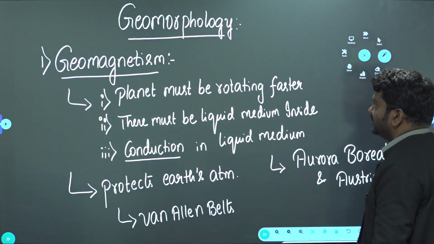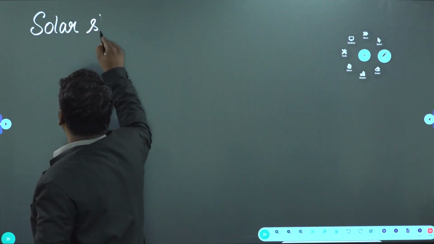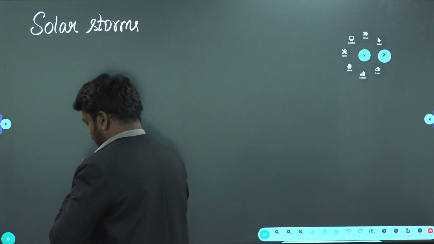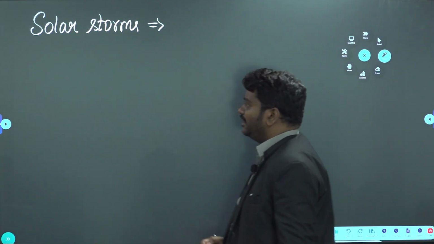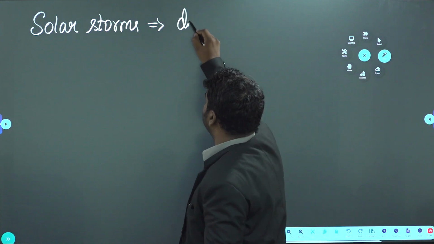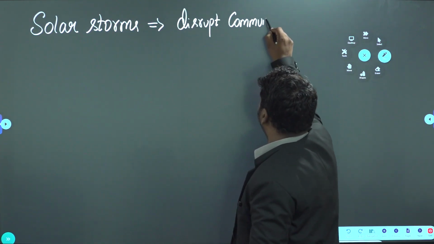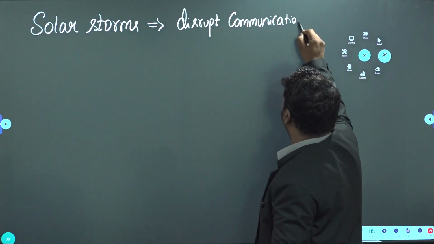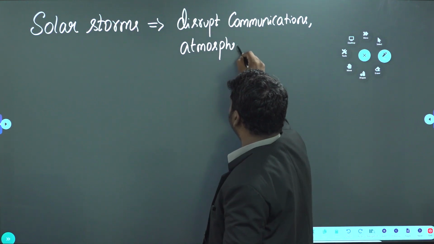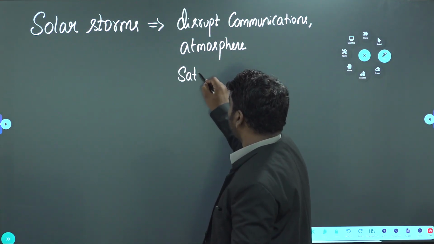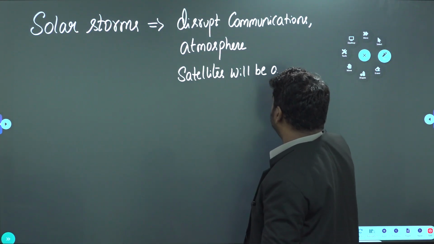Then, next phase. Solar storms, when they increase, it will disrupt communications, it will remove atmosphere, satellites will be affected.